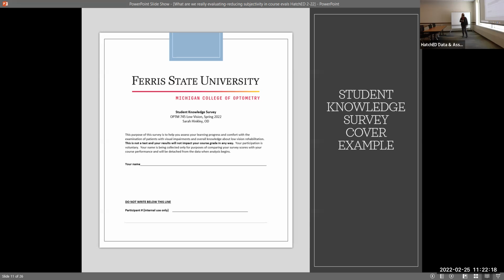And if you read the research on knowledge surveys, they're very vocal about the fact that the students need to understand that it's not an assessment per se, it's not an exam. This is their own self-reflection. It doesn't impact their grade and so on. So that's a really important piece to put on your cover. Your participation is voluntary. That's another piece.